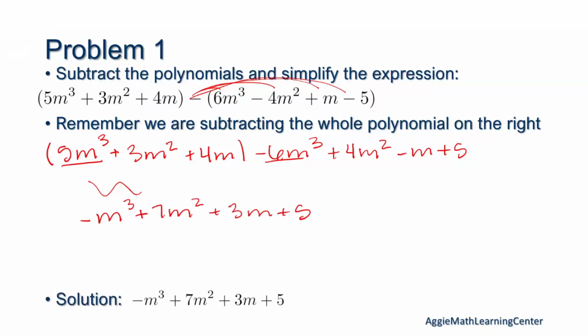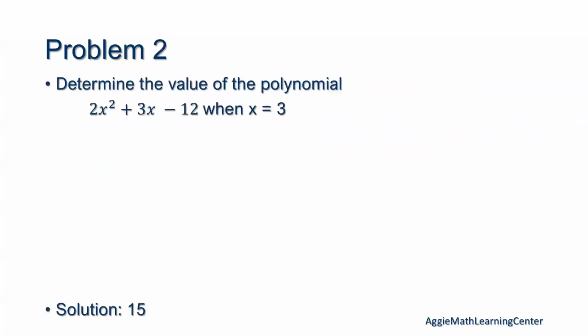Gorgeous. Okay, sweet. So you already wrote that. And then for this one, determine the value of the polynomial 2x squared plus 3x minus 12 when x equals 3. So how do we solve that? You just plug in the 3 essentially. Yeah, anywhere there's an x, we'll put a 3. So we'll put a 3 here, a 3 here.